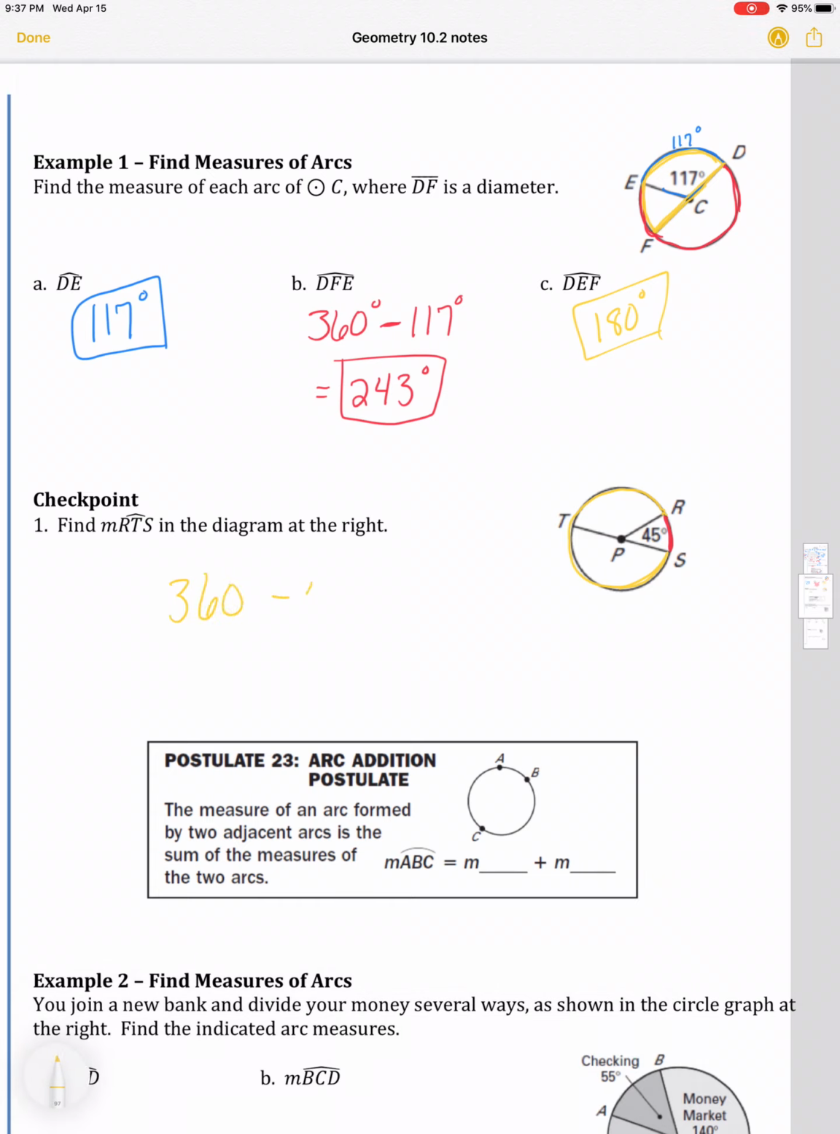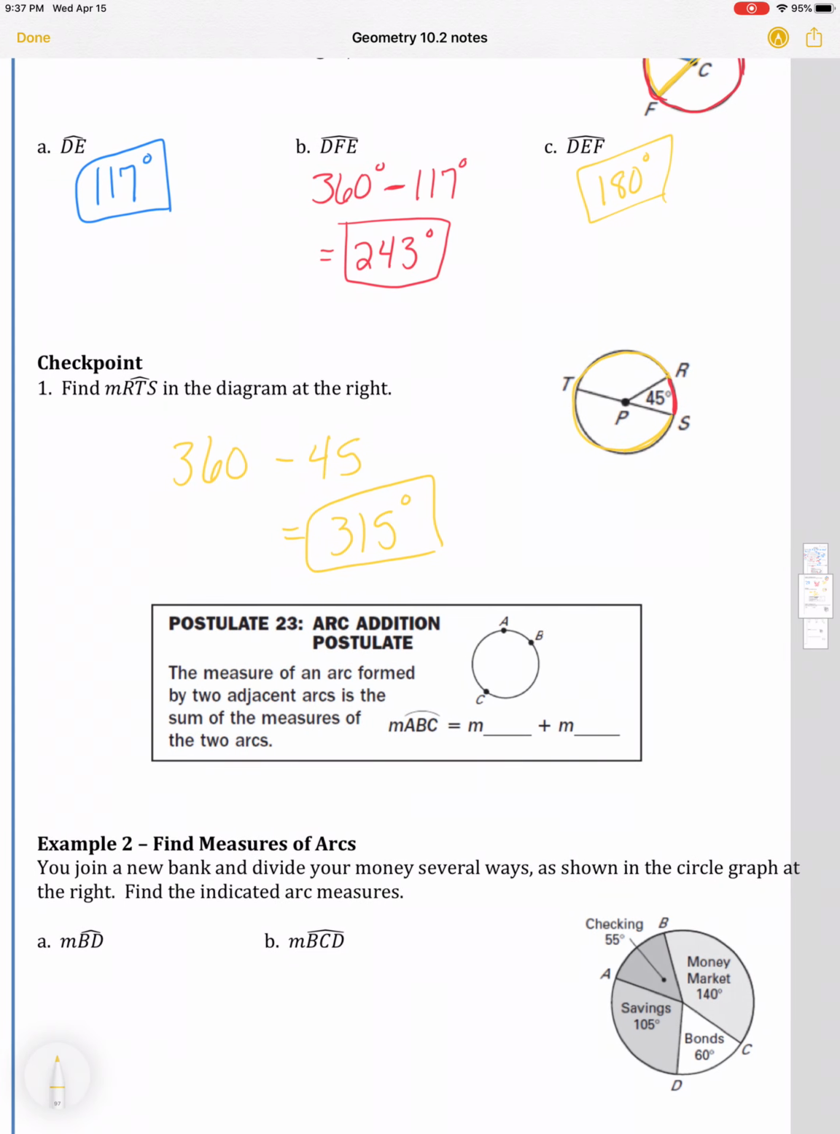So what we're going to do now is take the entire circle minus that small part, so minus that 45 degrees. So this is going to be 315 degrees. The yellow part's 315, the red part's 45, because together those form 360 degrees.